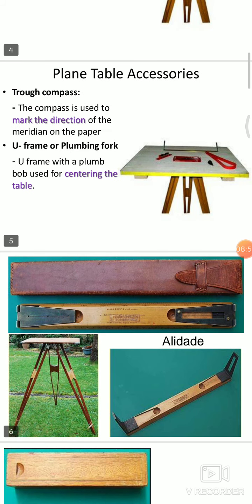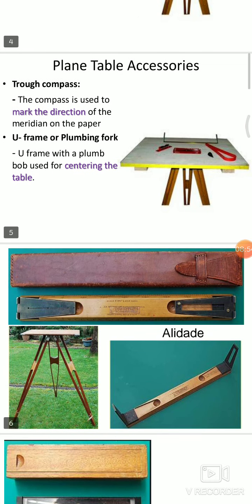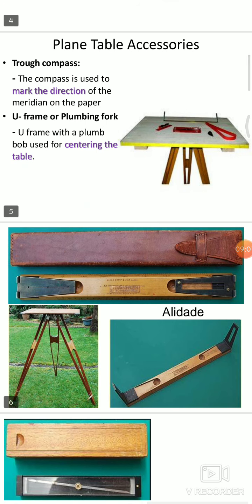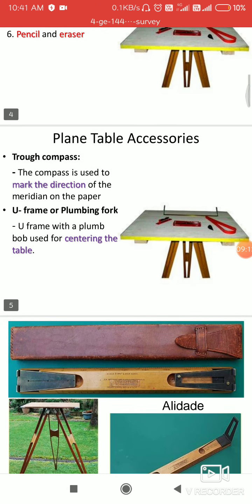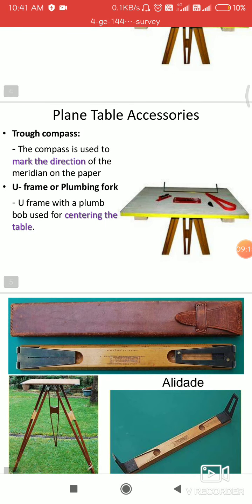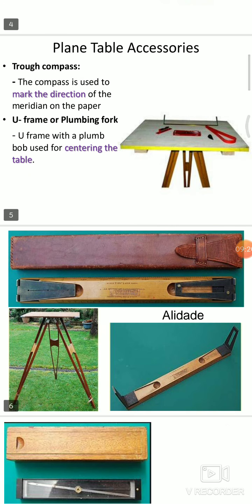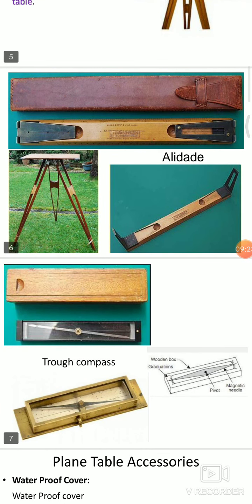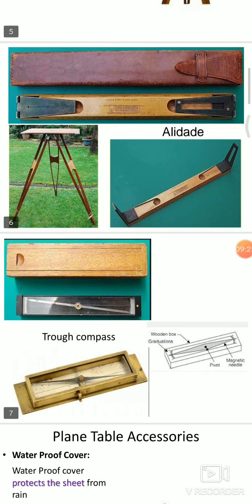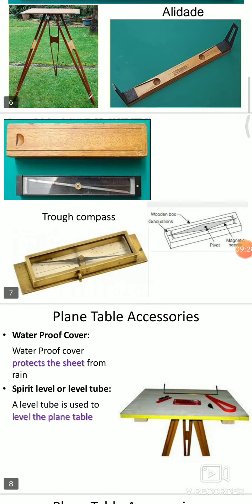As we see in this image, that is the alidade, trough compass, U-fork and plumb bob, and spirit level. Why is it called a U-fork? The shape of this accessory is like the letter U, hence it is called a U-frame or plumbing fork. The plumb bob is attached to its lower end. With the help of this plumb bob, the ground point is transferred onto the sheet.